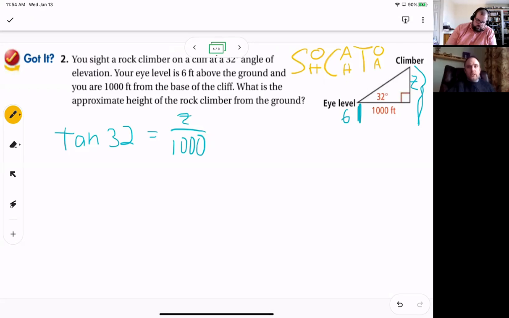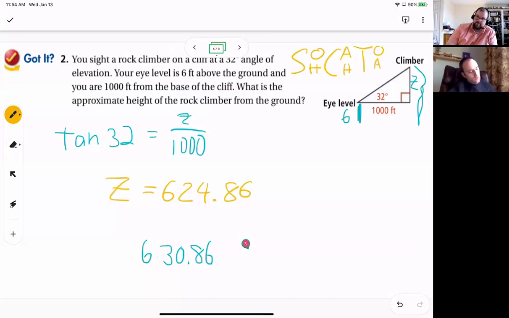So I don't think we need to belabor the point here. We wrote the tangent of 32 is opposite over adjacent, the Z over 1,000 feet. I didn't write opposite, adjacent, hypotenuse on the triangle, but it's the same problem as last time, so I didn't think we needed to. Multiply by 1,000 and you're going to get 624.86 feet. But again, you got to add 6 to that. So 620, nope, 630, forgot how to add. 630.86 feet is how high the rock climber is off the ground.